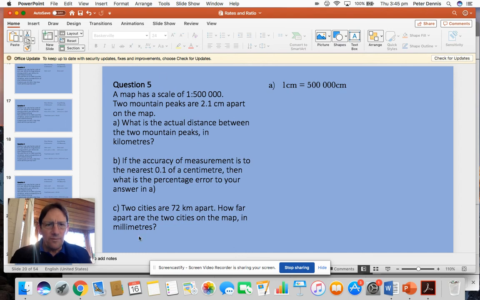Okay. Couple of questions here. A map has a scale of 1:500,000 and two peaks are 2.1 centimeters apart on the map. What is the actual distance?